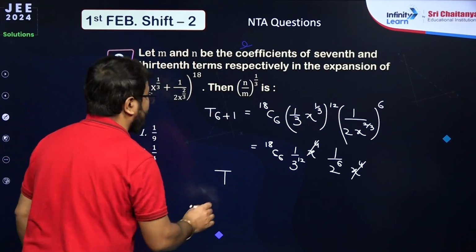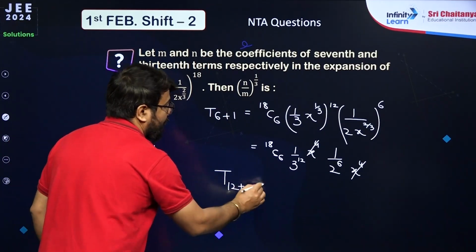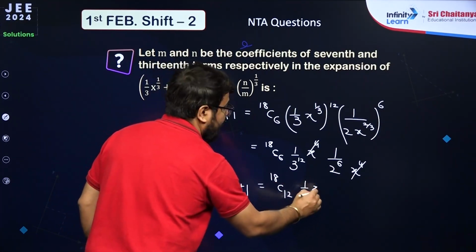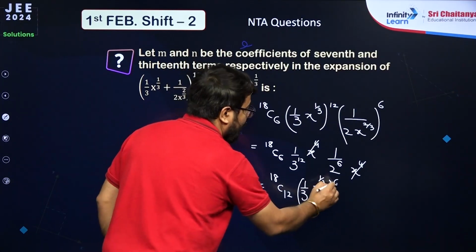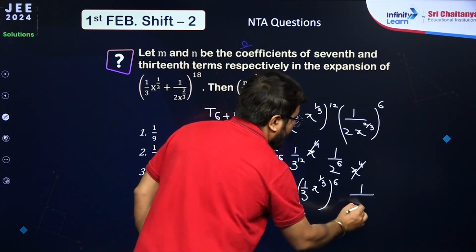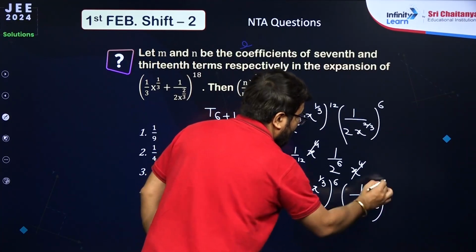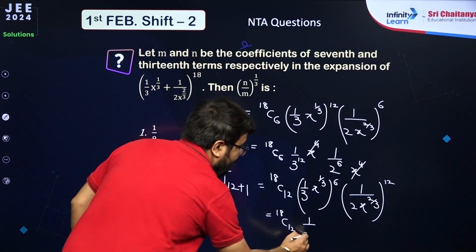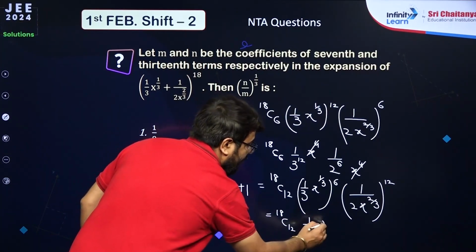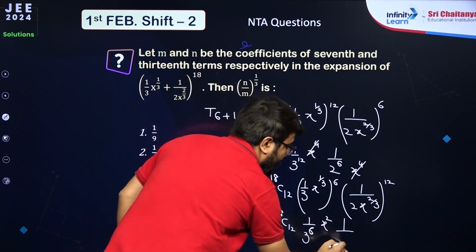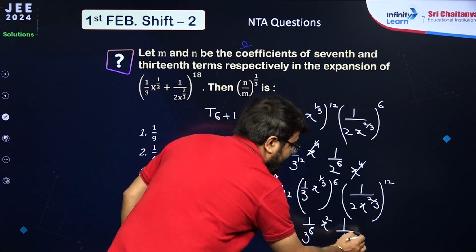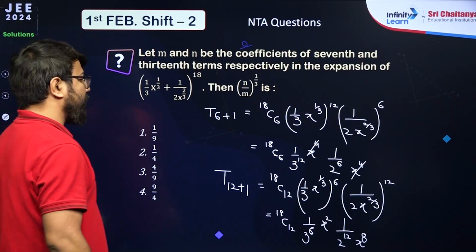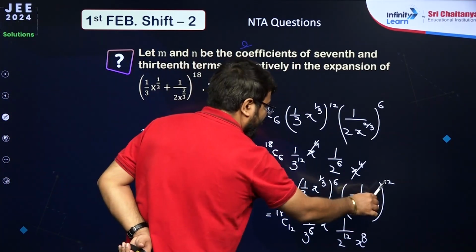Now we are talking about the 13th term. So the 13th term is 12 plus 1, 18C12. Then the first term (1/3 x^(1/3)) is raised to the power 6. The second term (1/2 x^(2/3)) is raised to the power 12. I got to know 18C12. From here it will be (1/3)^6 x^2, (1/2)^12, and here x^8 has been coming. Okay, can you see that? So from here we can see 4 into 8, yeah.